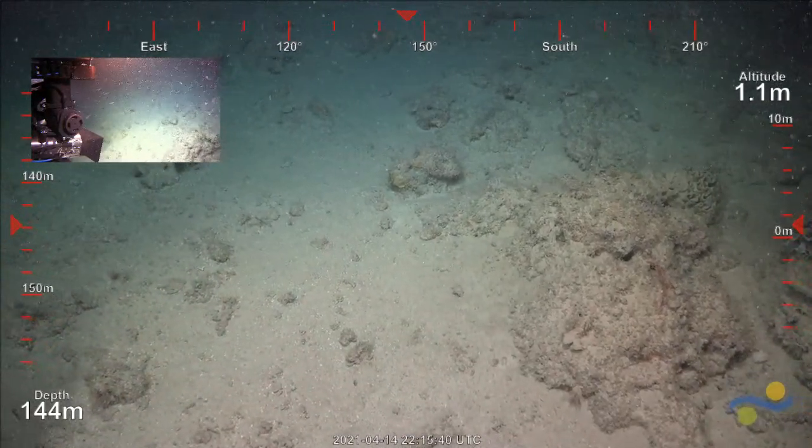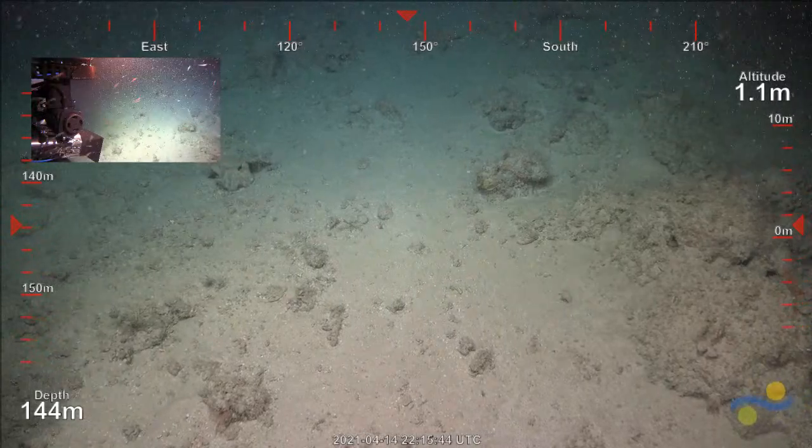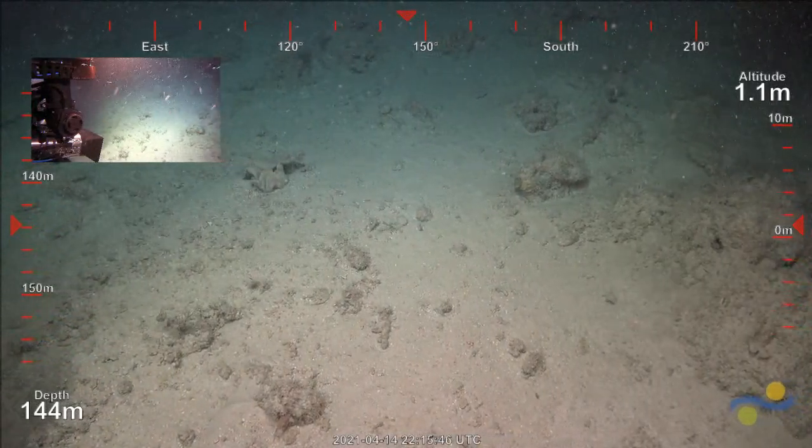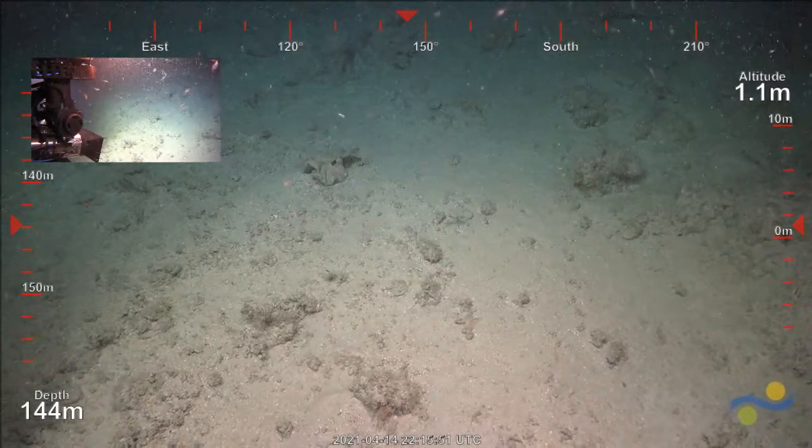We're in the northwest part of the reef. Up until now we've been exploring on the southern side, so we're expecting to see some differences in the habitat that we see today.